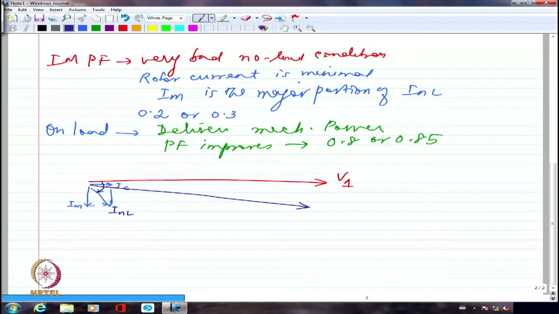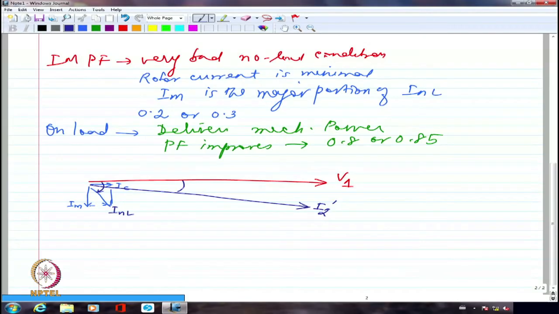Please note, this current is still lagging. It can't be at unity power factor, because I do have X2 dash. I can't ignore X2 dash. The overall impedance of the rotor circuit becomes R2 by S plus jX2. So very clearly it is inductive in nature. So depending upon how much is the leakage, I am going to have I2 dash lagging behind by some angle, depending upon how much is my leakage reactance.